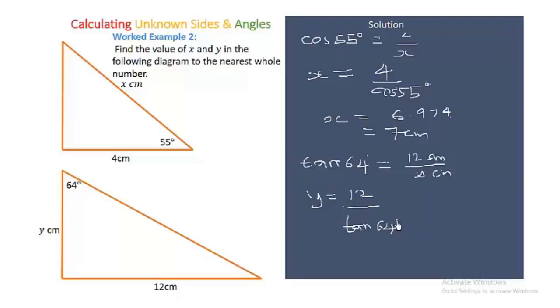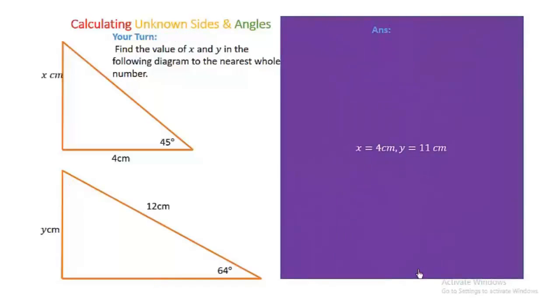Measuring in degrees. So 12 divided by tan 64. So y will be equal to 5.85, which is equal to 6 centimeters to the nearest whole number. So this is for you, and this is the result that you should get to the nearest whole number.